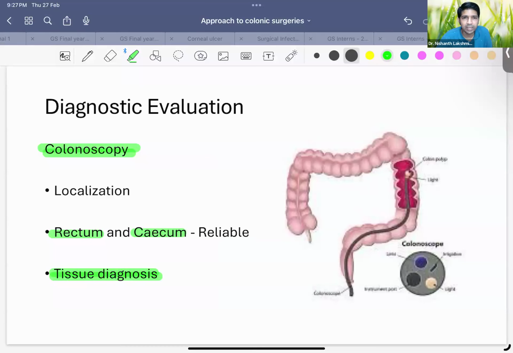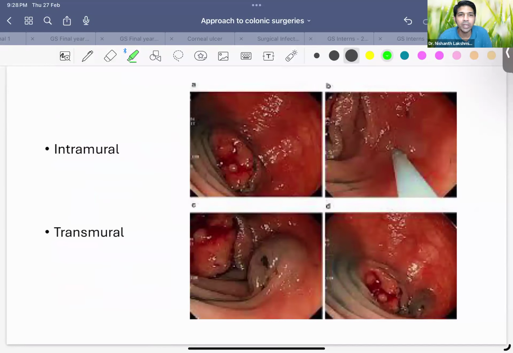Exactly. How will you mark it? What is it called? The word is almost there. You're not getting the word. That is called tattooing. You inject a dye in and around the site of the tumor. What's important is that it should be done by an experienced person, because the dye should be intramural, that means within the walls of the colon.